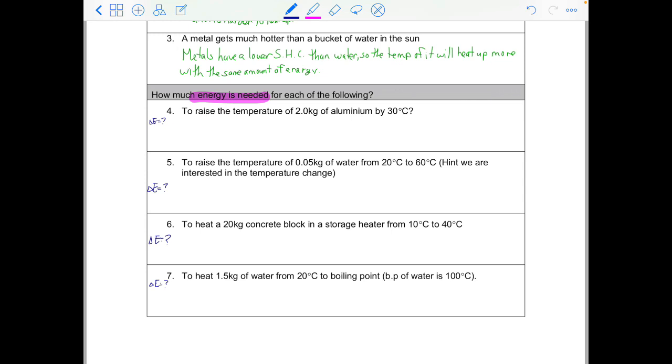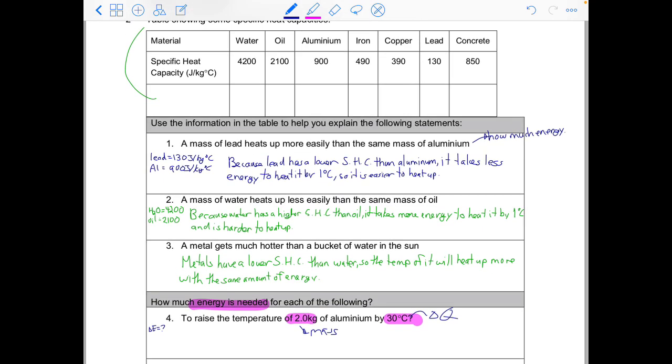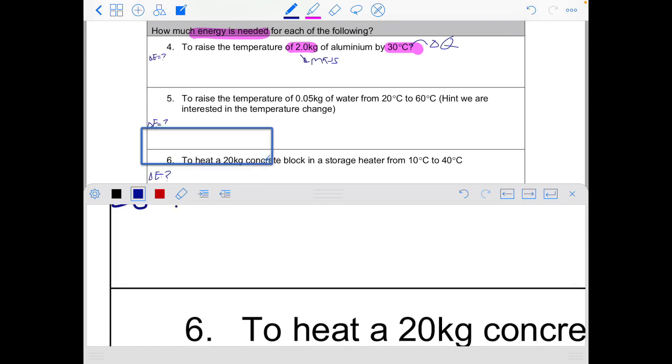So for question 4, how much energy is needed to raise the temperature of 2 kilograms of water by 30 degrees Celsius? So we know we have 2 kilograms and we know we have 30 degrees Celsius. So our mass is 2 kilograms. Our change in temperature is 30 degrees Celsius. And we refer back to the table we've written down. Aluminum, our specific heat capacity is 900 joules per kilogram degrees Celsius.